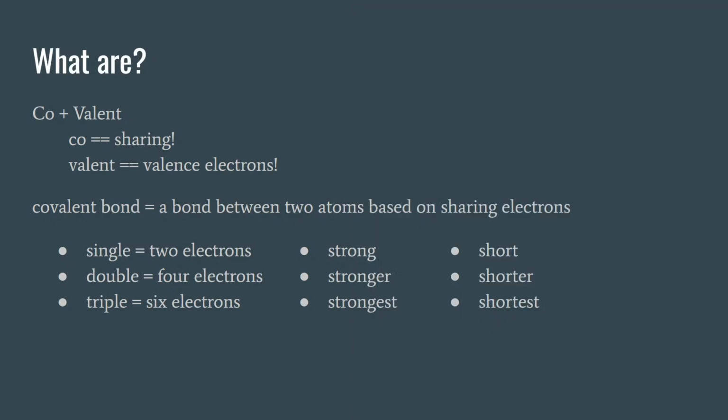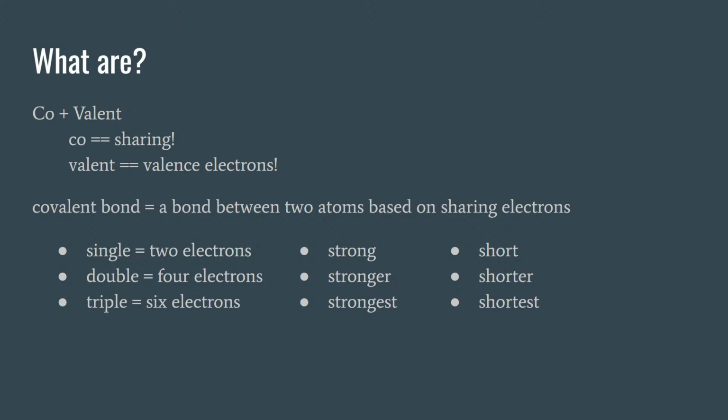So a single bond is strong, a double bond is stronger, a triple bond is stronger still. Now, I want to stress a double bond is not twice as strong as a single bond. A triple bond is not 3 times as strong as a double bond or as a single bond. They are stronger, they're just not 2 and 3 times stronger. It's slightly more complex than that. A stronger bond is also a shorter bond.